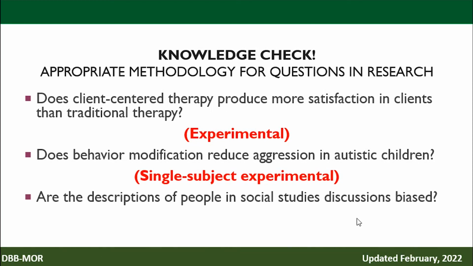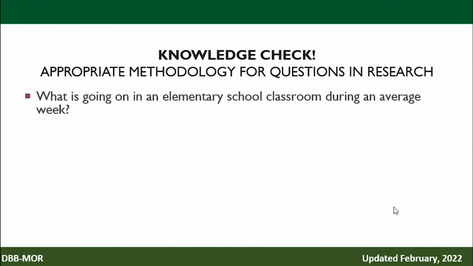Next, are the descriptions of people in social studies discussions biased? The answer is grounded theory. Next, what is going on in an elementary school classroom during an average week? The answer is ethnographic research. You're going to observe. You have to go to the classroom and then observe them.